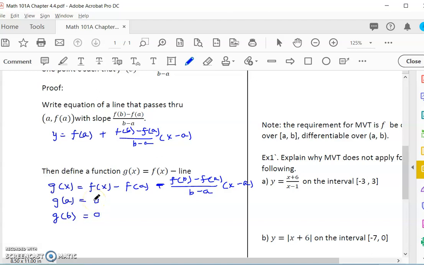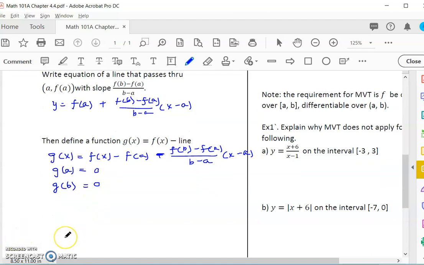I was worrying that it is not 0, because I did not distribute the minus. So you can see that this particular function values are the same. That means g of A equals g of B, and it satisfies Rolle's theorem. Rolle's theorem said that this function must have a turning point at C. So there must be a C in AB such that g prime of C is equal to 0. It must turn.